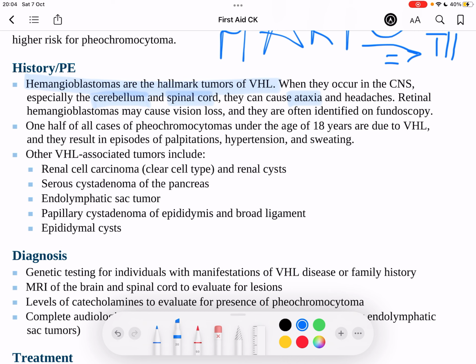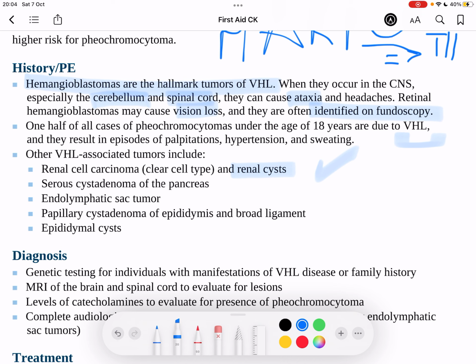Retinal hemangioblastomas can cause vision loss as well, and these are usually identified on fundoscopy. Half of all pheochromocytoma patients under the age of 18 have von Hippel-Lindau as the cause. If you recall the signs and symptoms of pheochromocytoma, that's episodic hypertension, palpitations, sweating, anxiety, etc. And we talk more about that in endocrine. We've already mentioned a lot of the others, but we've discussed renal cell carcinoma. They can also have renal cysts.